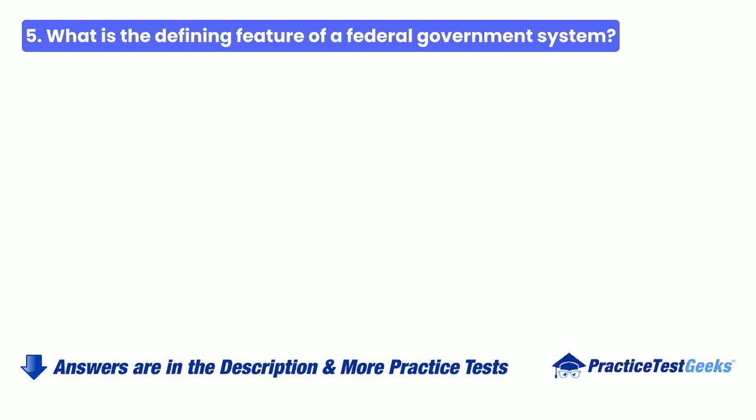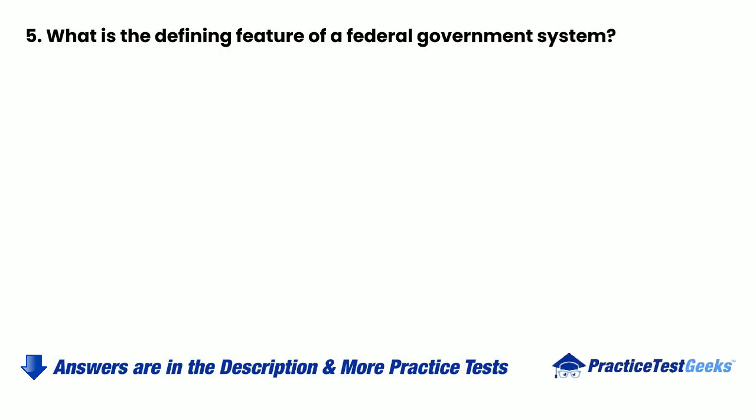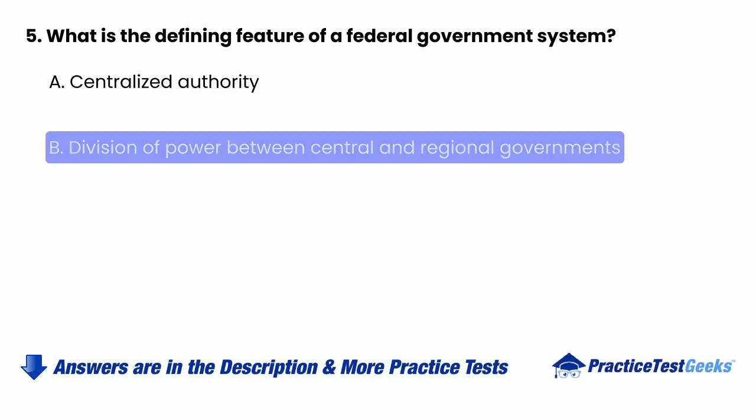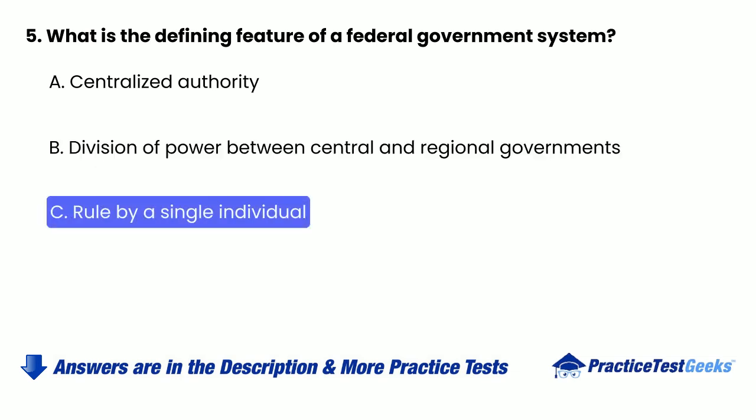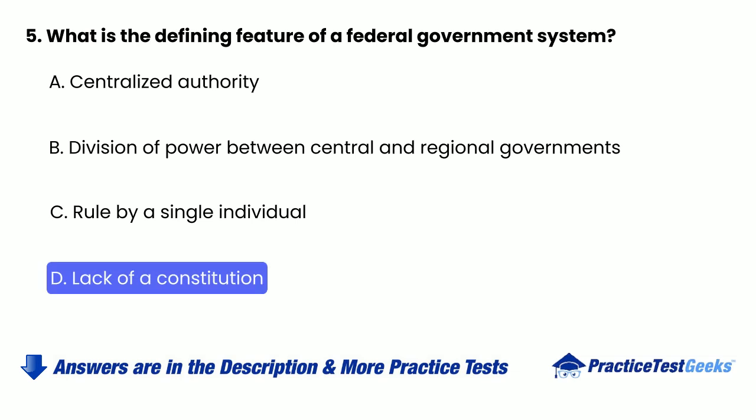5. What is the defining feature of a federal government system? A. Centralized authority. B. Division of power between central and regional governments. C. Rule by a single individual. D. Lack of a constitution.